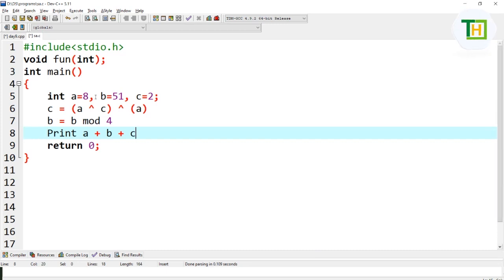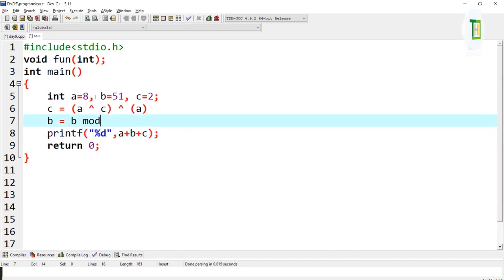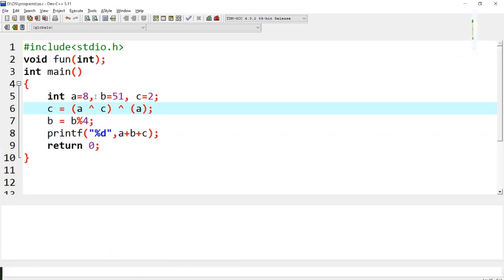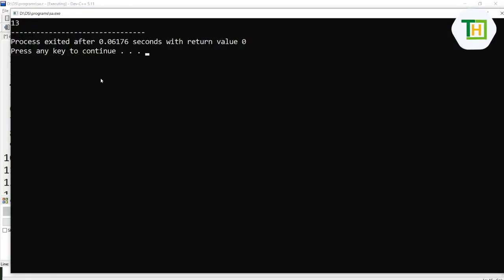And instead of printing this value, I'm going to print here printf percentage d comma a plus b plus c. I'm going to convert this mod into like this, and then write this one. I'm going to execute it. The answer is going to be 13.